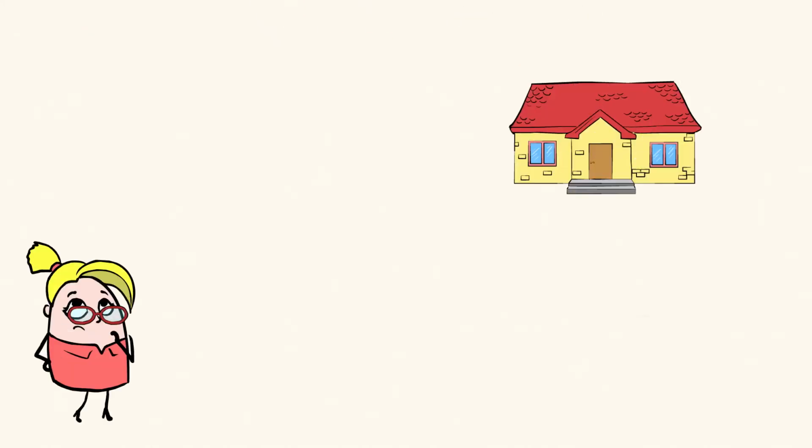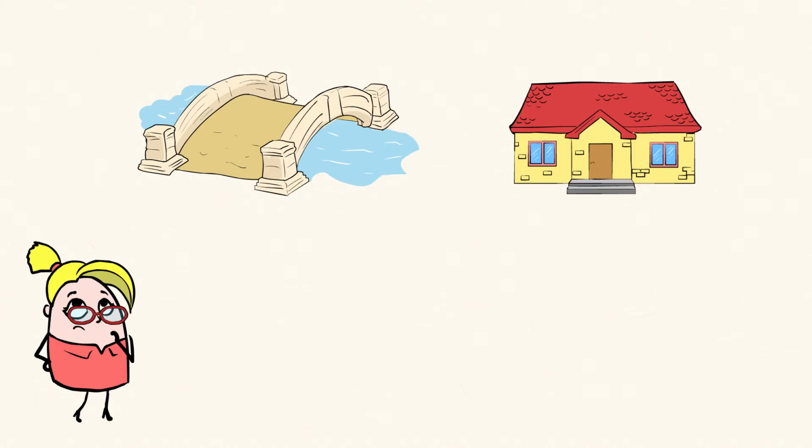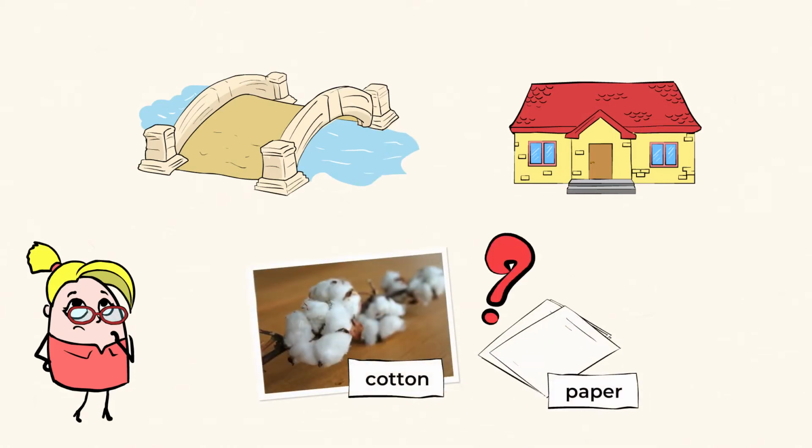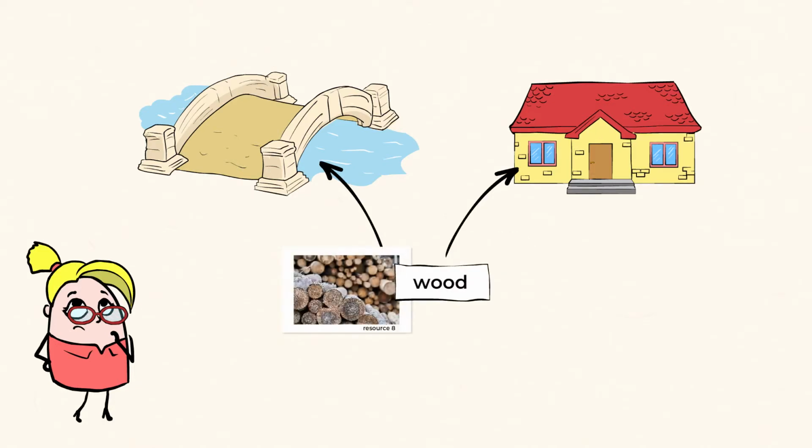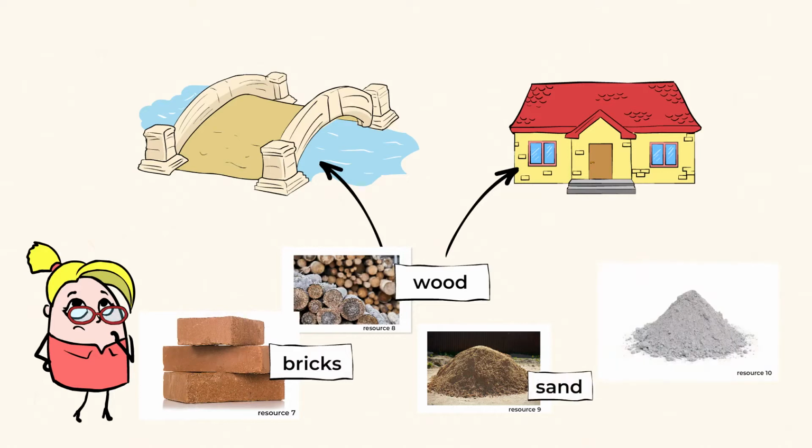And what about when building houses and bridges? Could we build them with cotton or paper? Not if we want to live in them. We need hard materials like wood, bricks, sand, and cement so that our buildings are strong and sturdy. They need to be hard or else they might fall apart.